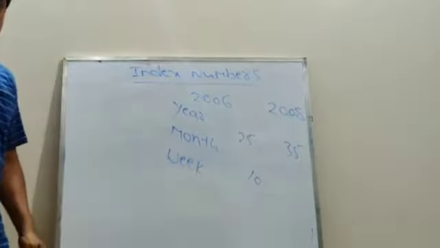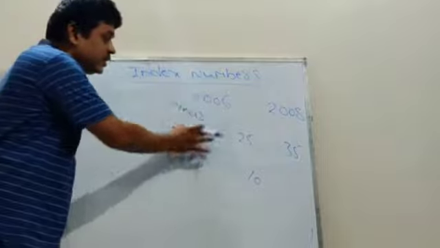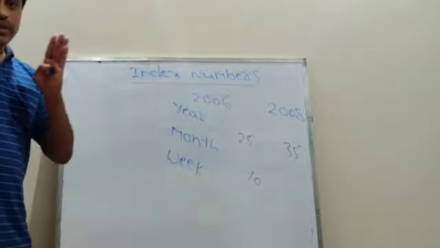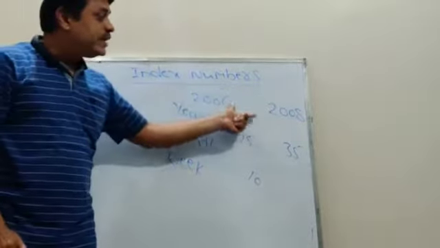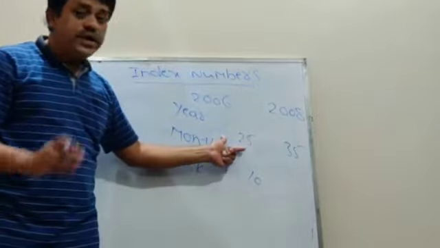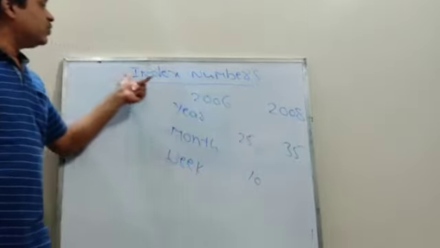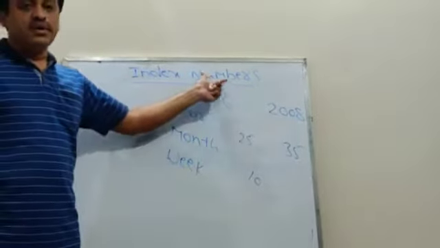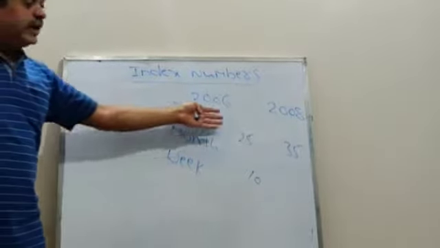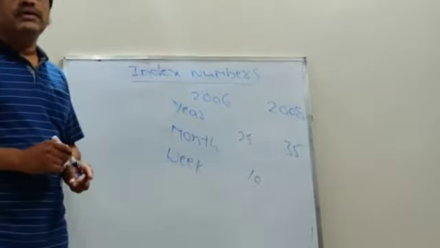So, index number is a statistical device designed to measure a group of related variables over a period of time, is called the index number. This is the definition. This is one example of the index number.